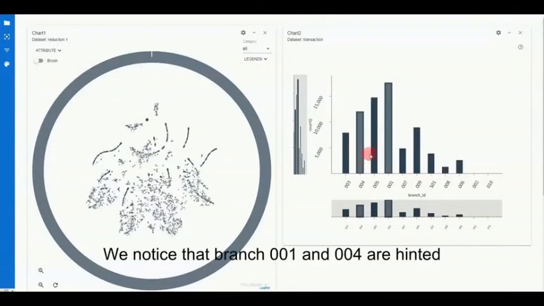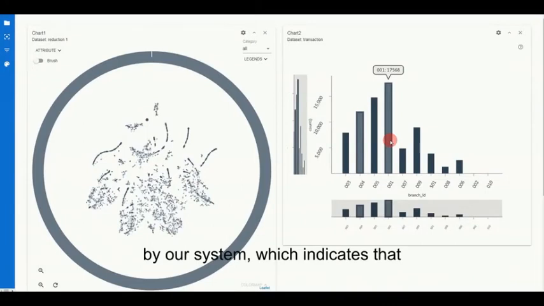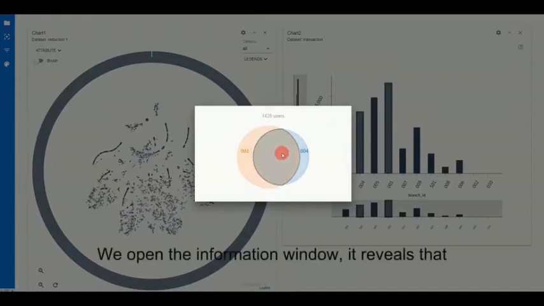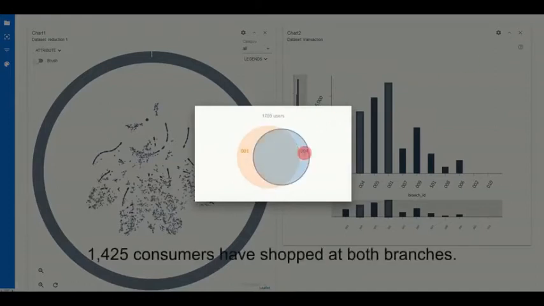We notice that branch 001 and 004 are hinted by our system, which indicates that the consumers of these two branches have a higher ratio of overlapping. Our correlation hinting method can guide users to explore data. We opened the information window. It reveals that 1,425 consumers have shopped at both branches.